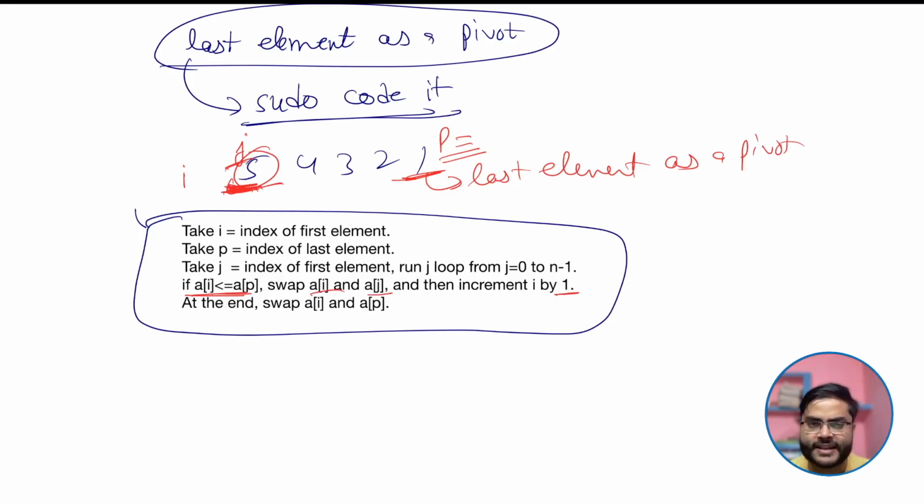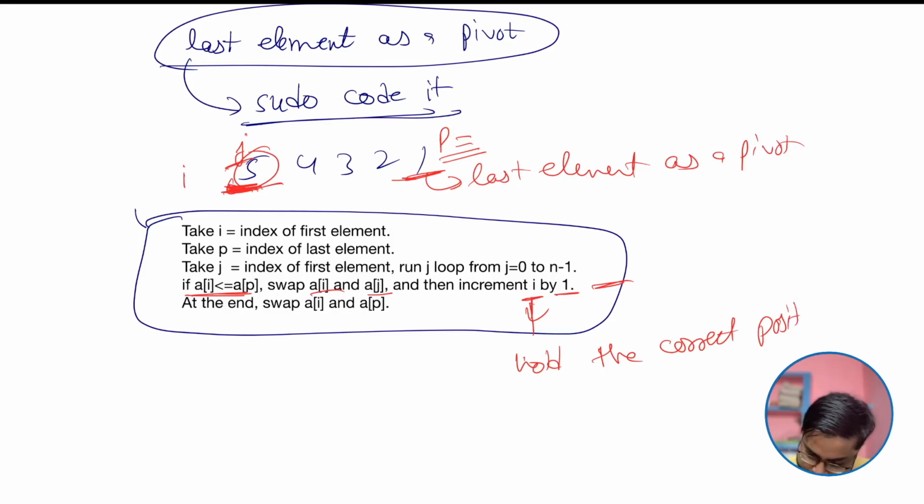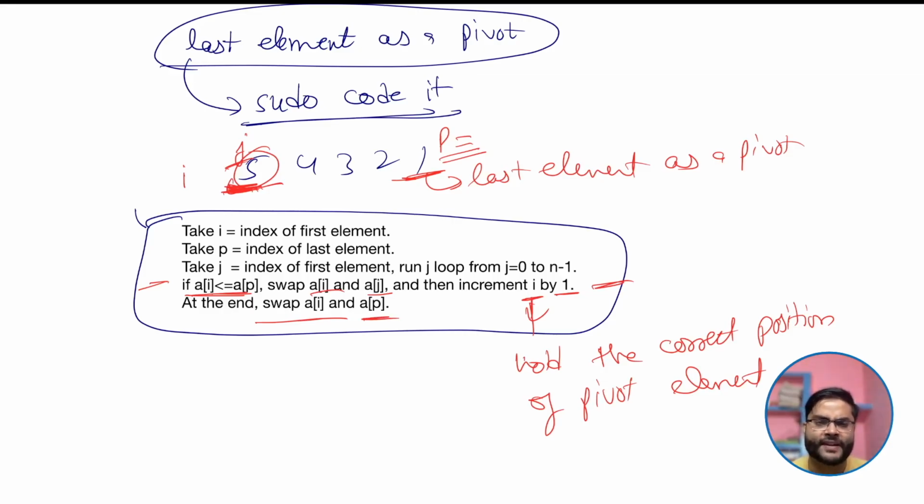In the first case, when I am taking first element as pivot, I was first incrementing the index and then swapping. In this case, I will first swap the elements and then increment my I, and my I holds the correct position of pivot element, right? So again, after this loop ends, I will swap array I and array pivot. Same as when I'm taking first element as pivot, a little bit changes.